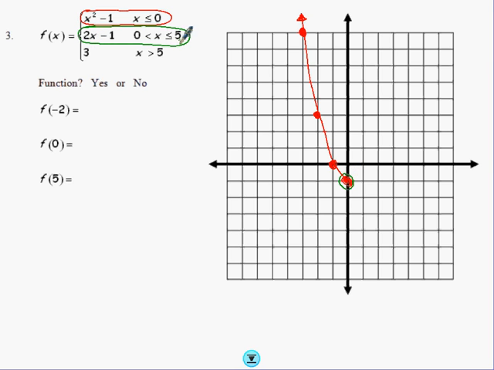And then the other endpoint happens when x equals 5 and it's included, so I'm putting a closed circle. X is 5, plug it in to find the y. 2 times 5 minus 1 is 9. So 5, and then go up 9. It's right here. I'm going to connect these dots.